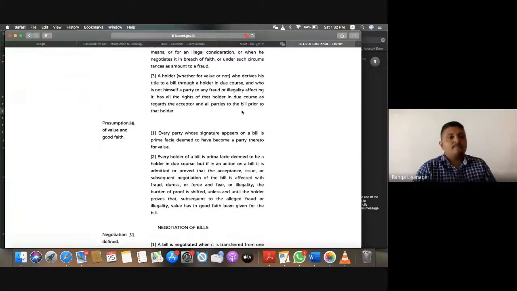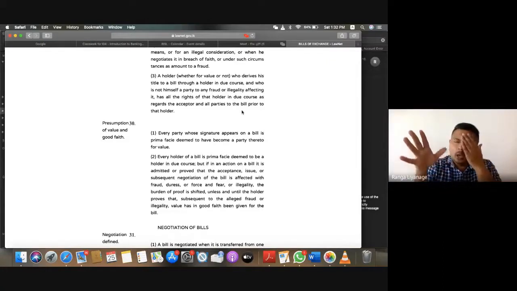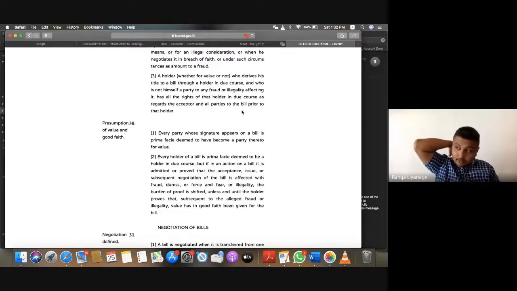Right. There is a presumption. Now, with regard to this proving of good faith all the time by the parties, it's not that easy. So there is a presumption, it's a rule of law that certain things are presumed, right? So here, the presumption of value and good faith goes like this.